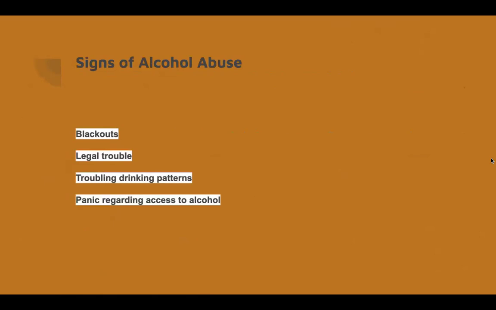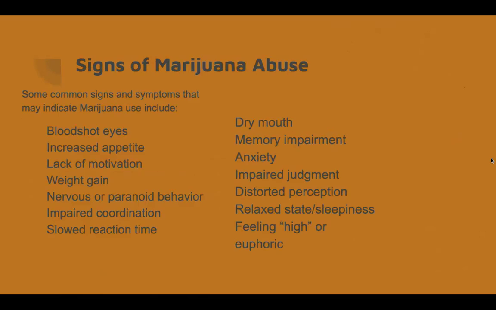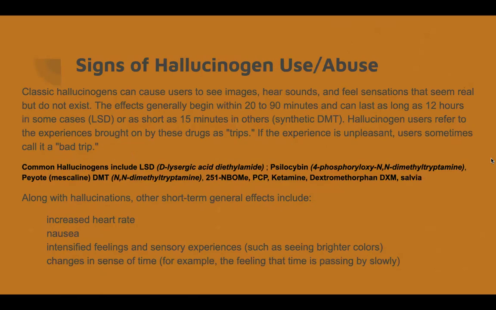Signs of alcohol abuse can include blackouts, legal troubles, drinking patterns, panic regarding access to alcohol. Some common signs and symptoms of marijuana abuse can include bloodshot eyes, increased appetite, lack of motivation, weight gain, nervous or paranoid behavior, impaired coordination, slowed reaction time, dry mouth, memory impairment, anxiety, impaired judgment, distorted perception, relaxed state or sleepiness, feeling high or euphoric.